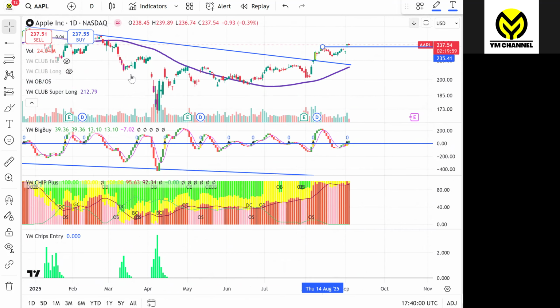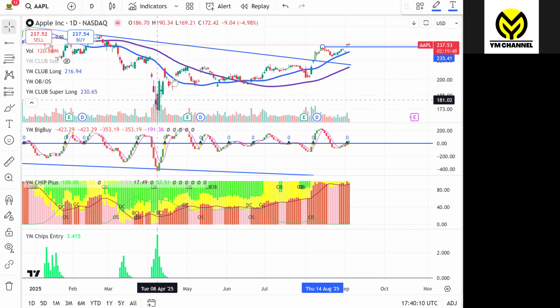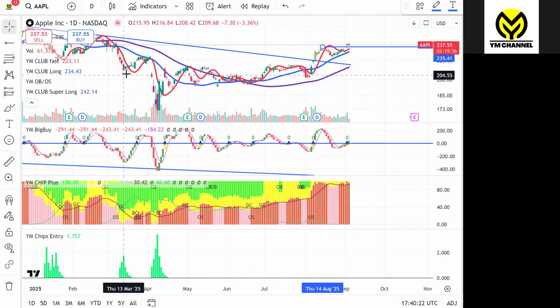So, and they also have the YM chip entry. Yes, correct. But I want you to look at the blue line also. This one, they did not really close above the blue, but this one closes above the blue. You can always add to your position here, right? You don't know if it's a rebound or the real bottom. What you can do is look at the red line also. So you buy here, they touch the blue, they don't go through, they drop below the red, then you sell.